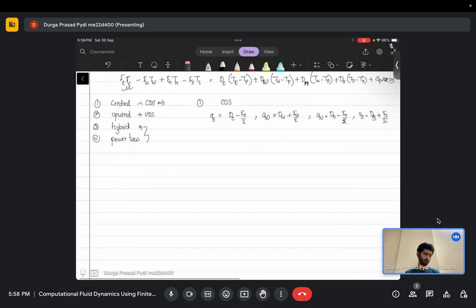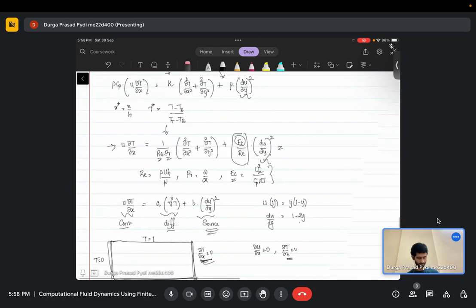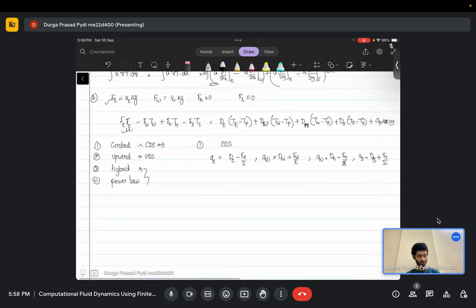So these coefficients are again straightforward. We already know what this D and F are, so we can directly substitute them and we can get these coefficients. So your AP is just the same, so it is sigma A in B plus F, which is minus west plus north minus south.